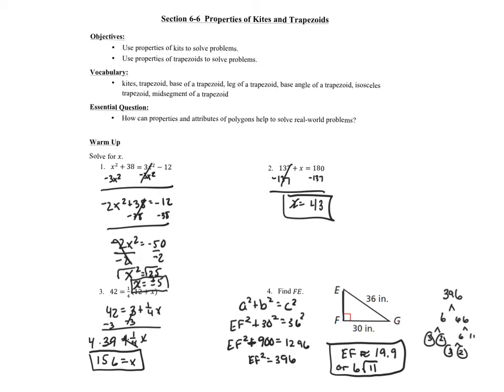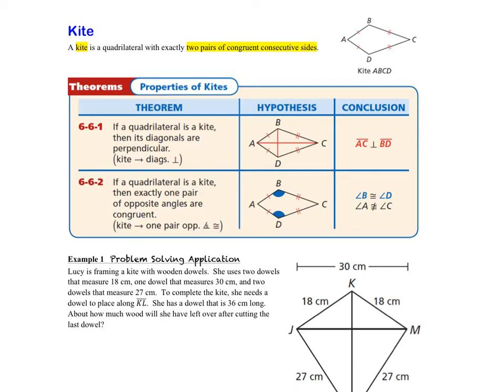the 396. A kite is a quadrilateral with exactly 2 pairs of congruent consecutive sides, as marked up above here. So, oops, that's not a highlighter. That's what I meant. That one and that one's congruent. And we also have BC and CD being congruent.